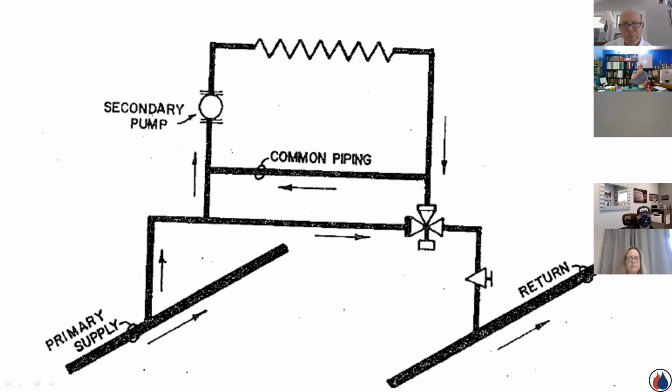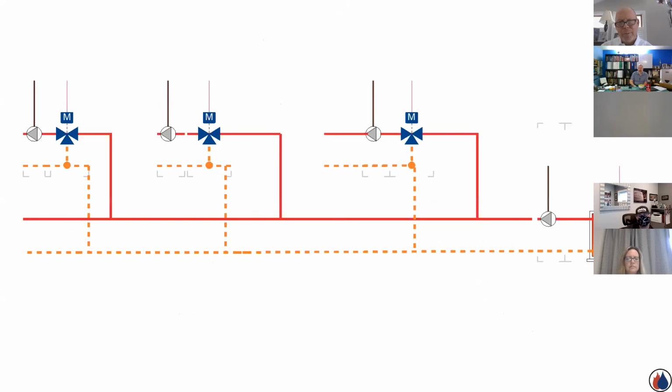This is truly primary secondary because here we actually have a common pipe. I'm not overemphasizing it, but every primary secondary system needs to have one.